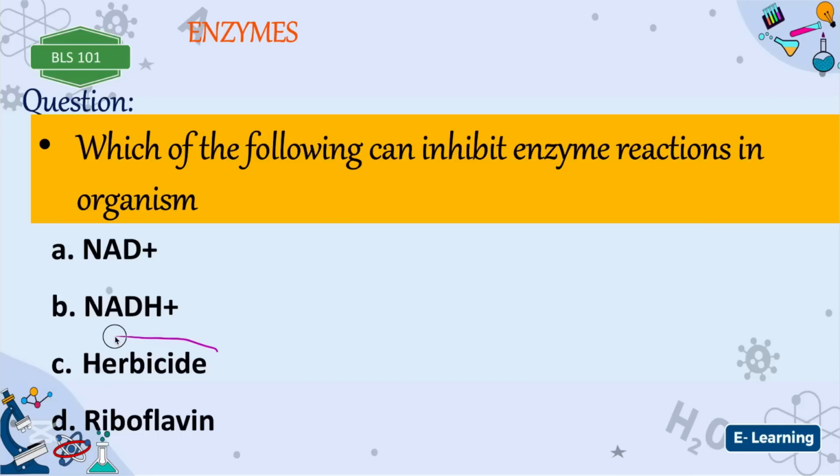Which of the following can inhibit enzyme reaction in an organism? Now, herbicide, pesticide, they are enzyme inhibitors. This one can inhibit enzyme reaction in an organism.